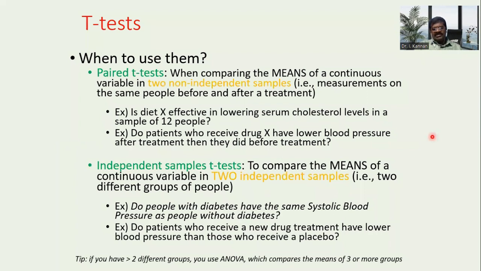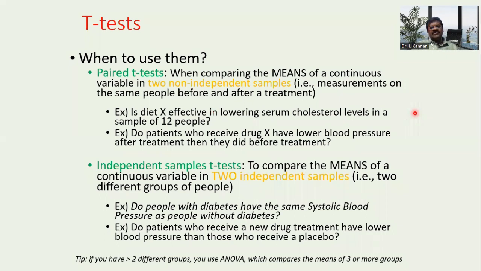Okay, the paired t-test. As I told, with the paired t-test, you compare the means of a continuous variable in two non-independent samples. You will not have two groups, but the same people before and after. You will take a before and an after. Here the example is whether diet X is effective in lowering serum cholesterol. You provide the diet, and after some period of time measure the cholesterol level. So what is the cholesterol level before diet X, and what is it after the diet?